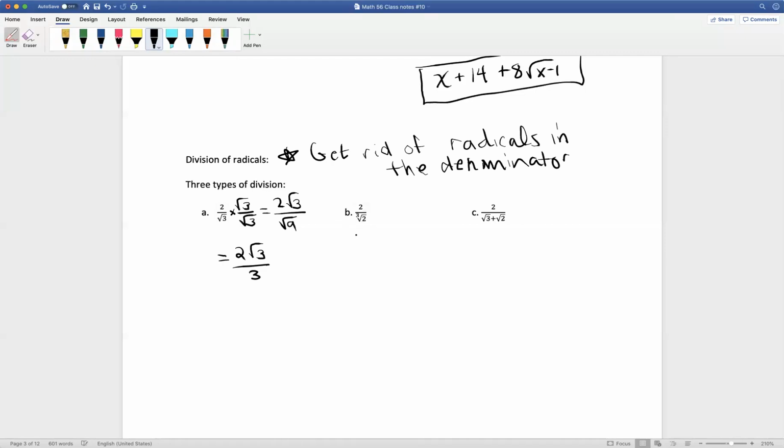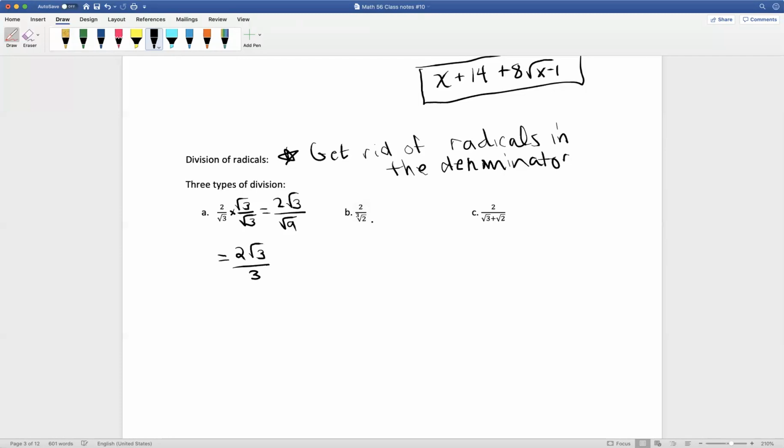Now, what if we don't have a square root? What if we have a cube root? Take a look at 2 divided by the cube root of 2. Or a 4th root, or a 5th root, or whatever it is. Well, we still have to get rid of the radical in there. So 2 divided by the cube root of 2 is a little bit of a different animal.